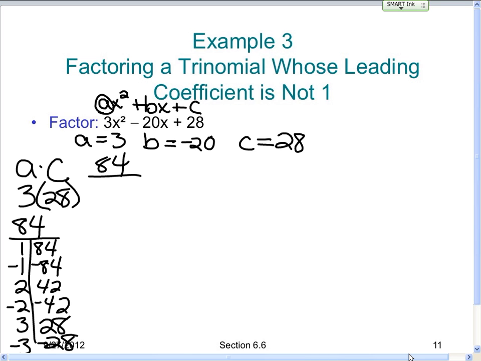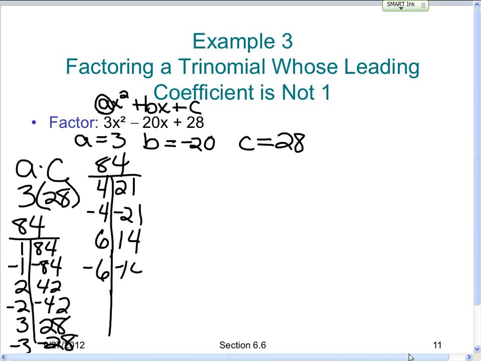Does 4 go in? Yes, it does. How many times? 4 times 21. Negative 4, negative 21. Does 5 go in? No. 6. It looks like 6 goes in because 2 and 3 go in, so 6 must go in. 6 goes in there 14 times. 7. Yep, 7 goes in 12 times. Negative 7, negative 12. Does 8 go in?